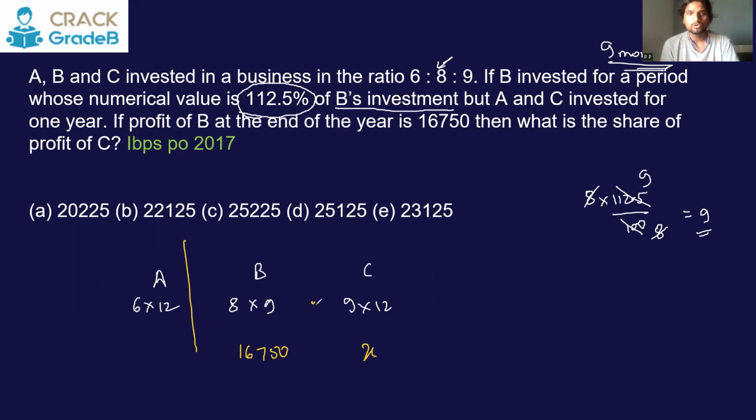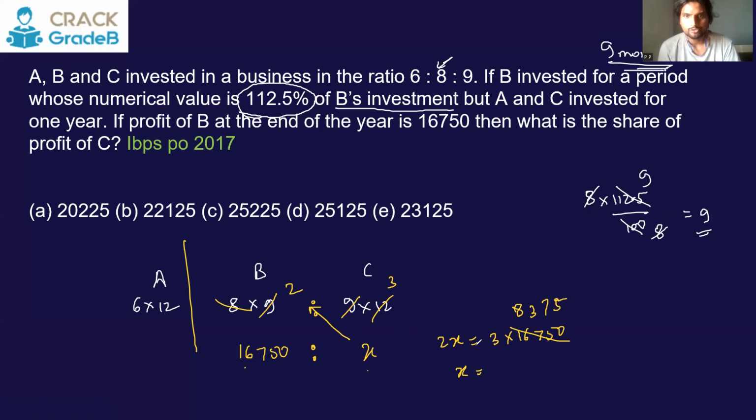So let go of A. We know this ratio between B and C should be equal to, this is to X. So 9 goes off. This is 2 is to 3. So just do cross multiplication. 2X should be equal to 3 into 16,750. X's value will be, this is 8 times, 3 times, 7 times, 5 times. 8,375 into 3. So 25,000 something. Calculate this. I think it should be, yes, 25,125 is the answer.